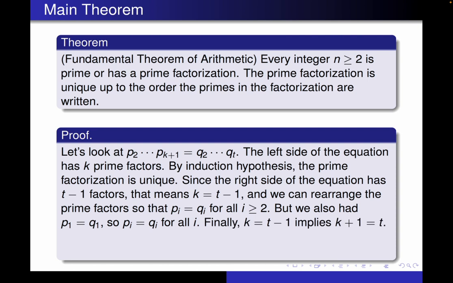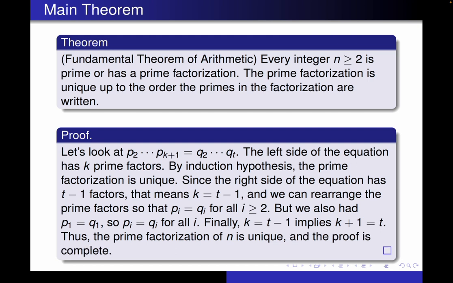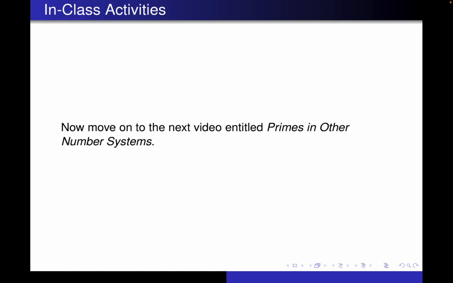And remember, we had k is equal to t minus 1, but if we add 1 to both sides of that equation, we get k plus 1 equals t, which means that the number of factors that we have on the left, k plus 1 of our original prime factorization, is equal to the number of prime factors on the right, which was t. So our prime factorization is unique, and that is the completion of our proof. All right, so now we've finished proving the fundamental theorem of arithmetic.